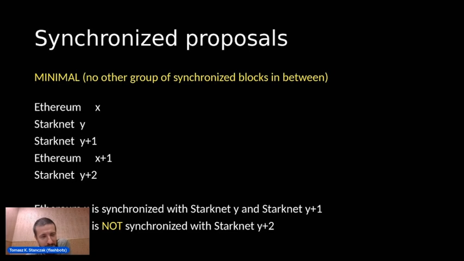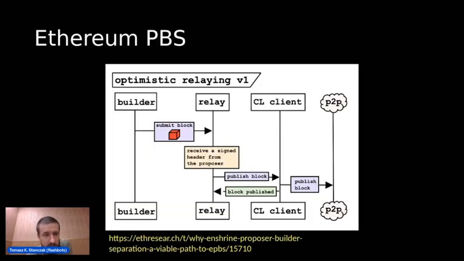So Ethereum X here is not synchronized with Starknet Y plus 2, because there's some other pair of Starknet Ethereum blocks synchronized in between. So I'm saying that I feel that I can extract something transactionally as long as there is no other opportunity to extract something transactionally in the same domains, which would totally lock me out of the ability to execute MEV extraction in a predictable way. As I say, this is not a super strict definition. You can think of your own way you would like to say that something is synchronized.